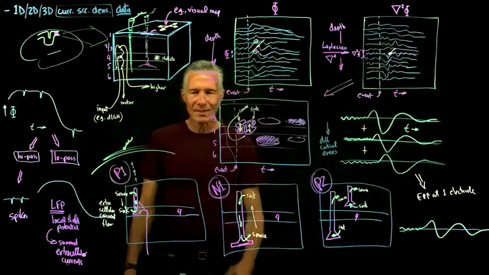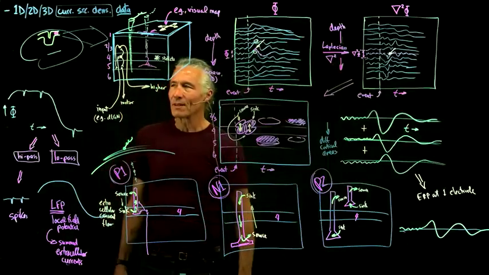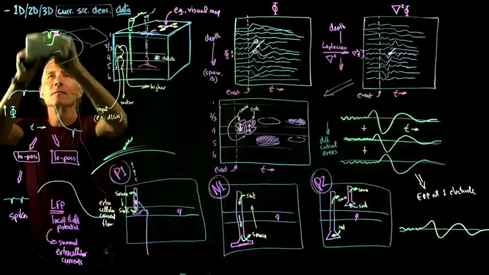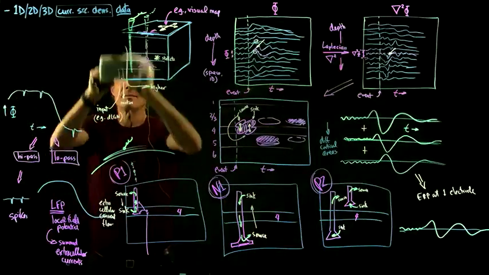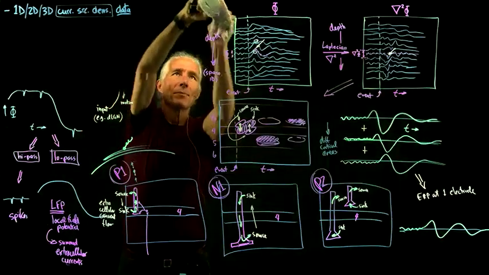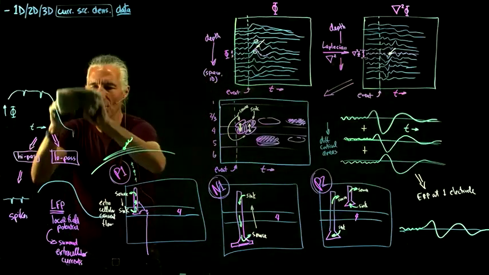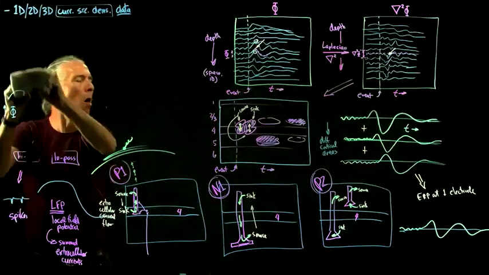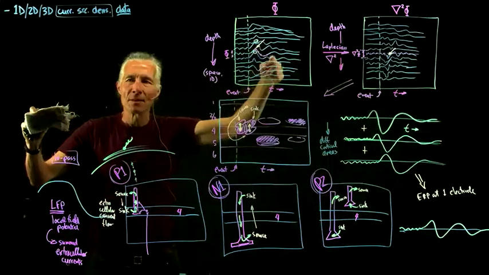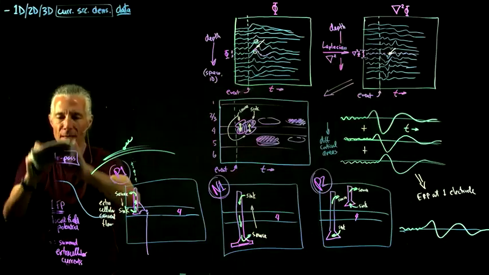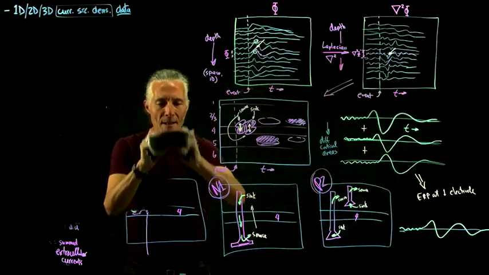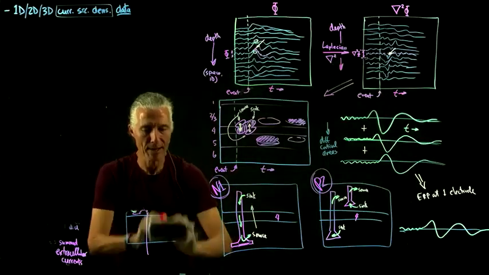Okay, so that's 1D current source density, but what about 2D current source density? So we could do 2D current source density. And the way we would do that is, rather than putting an electrode in, you could try to put a whole series of electrodes into one layer. But that's going to be quite hard, because the current source density changes so rapidly with depth. It's going to be extremely hard to find the exact same layer, because even if you're off by a third of a millimeter or a tenth of a millimeter, you're going to get a different signal.